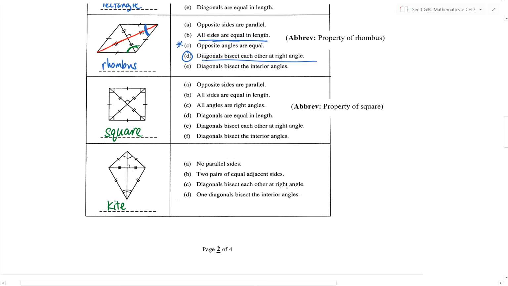The diagonals will also bisect. Okay, not all diagonals are bisected. Only this shorter diagonal is divided into two equal halves by the longer diagonal cutting down the kite. And just like the rhombus, the diagonals meet at right angles.